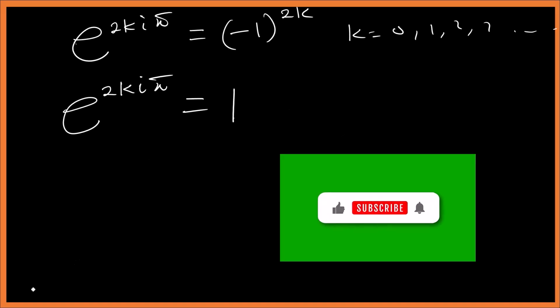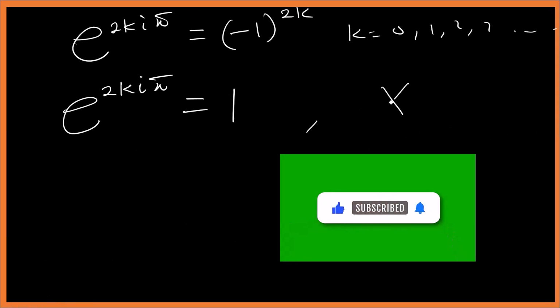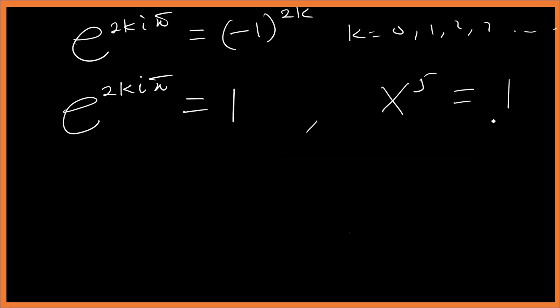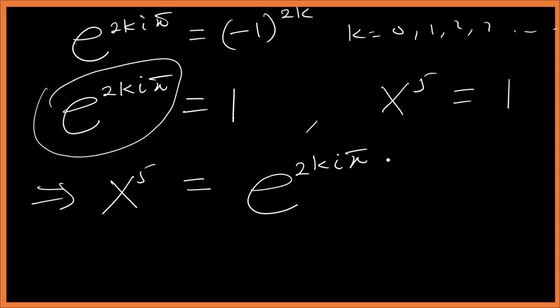It means that we have x to the power 5 equals 1. So I'm going to replace the 1 here with this. It's very powerful. So from here, x to the power 5 is the same as e raised to 2k i pi. So with this, we can find all the solutions.